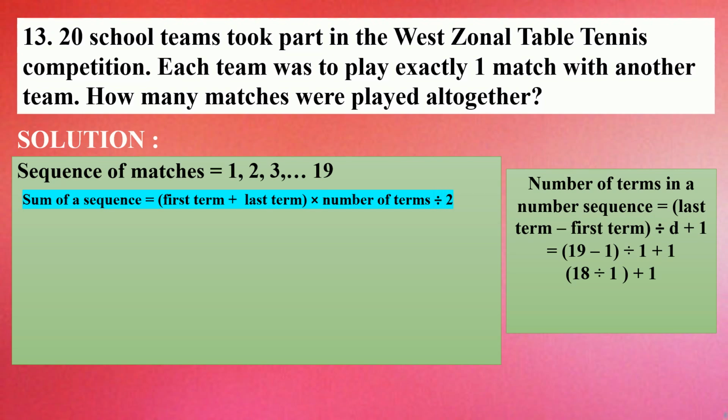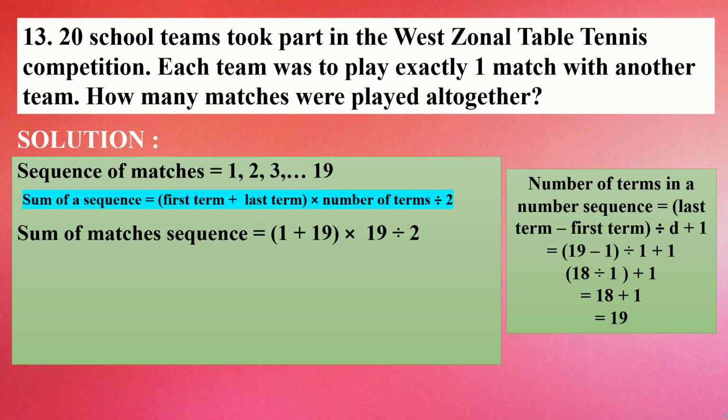So when we solve the equation, we get 18 divided by 1 plus 1, 18 plus 1, that is 19. So the number of terms is 19. Sum of the matches sequence will be first term, that is 1 plus 19, into 19 divided by 2. So that is 20 into 9.5. So we get 190. Therefore 190 matches were played altogether.